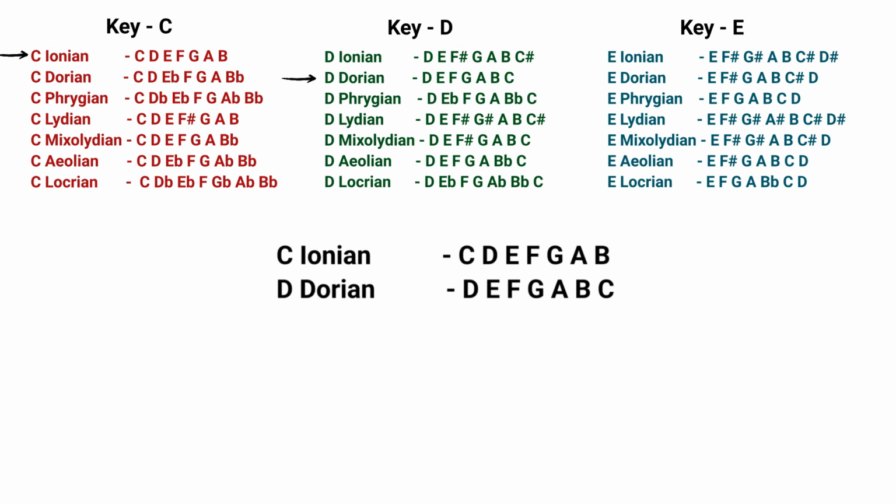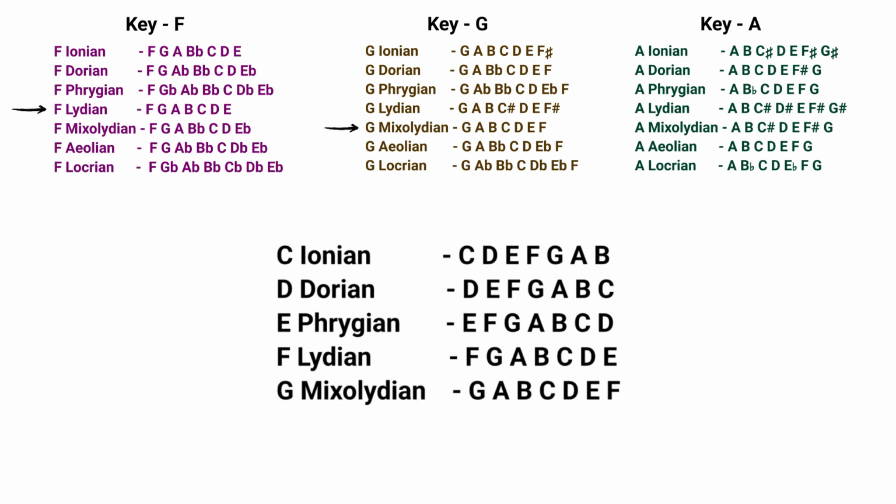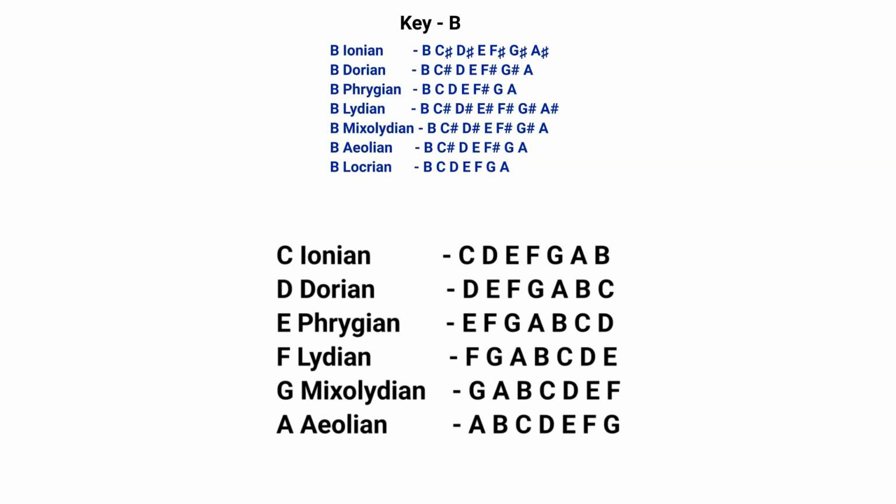E to E is the third mode of an E major key. F to F is the fourth mode of an F major key. G to G is the fifth mode of a G major key. A to A is the sixth mode of an A major key. And B to B is the seventh mode of a B major key. So over here you are playing the modes of different keys. See, there is nothing wrong over here.